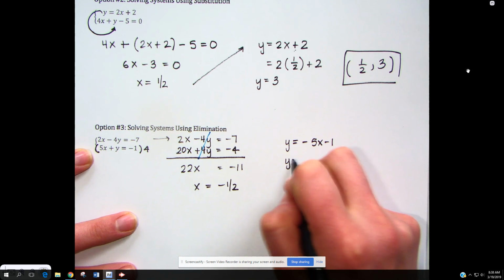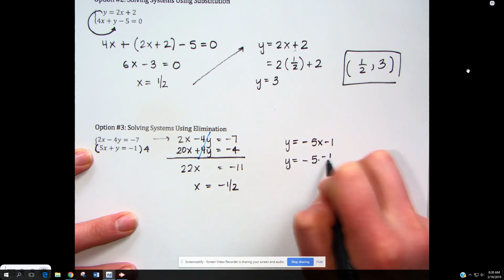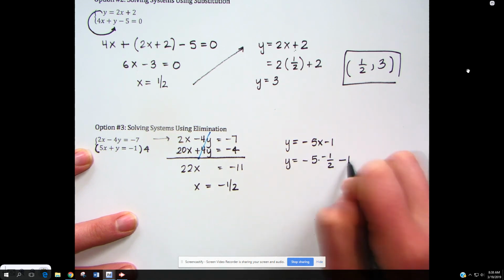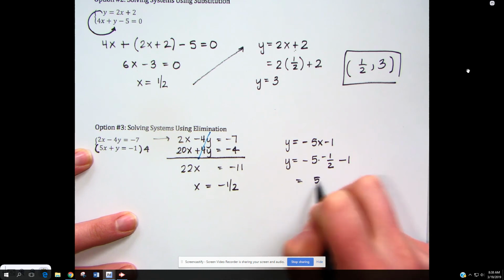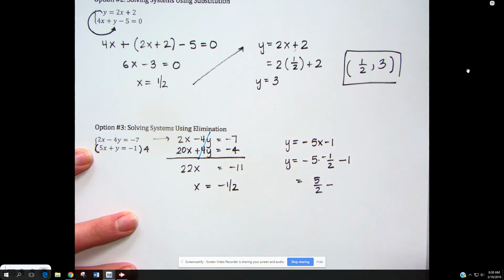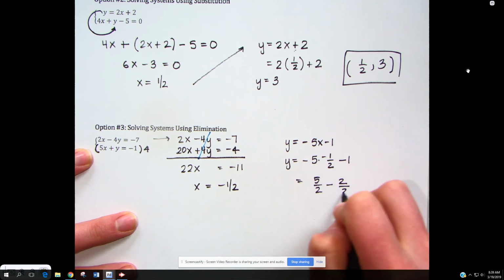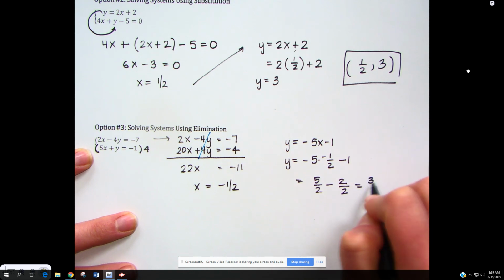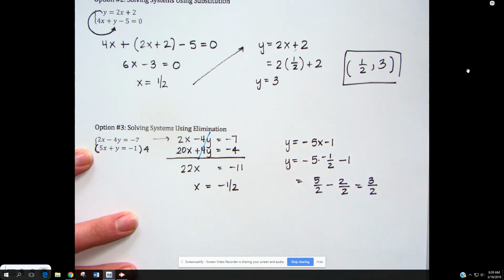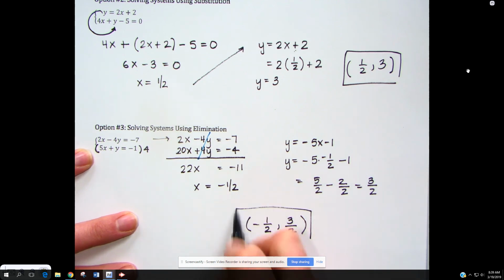So here, I'm going to get -5 times a -1/2 and minus 1. Or 5/2 minus, instead of writing it as 1, let's write it as 2/2. Or in the end, I get a 3/2. So my overall solution here is that those two linear functions would intersect at the coordinate (-1/2, 3/2).